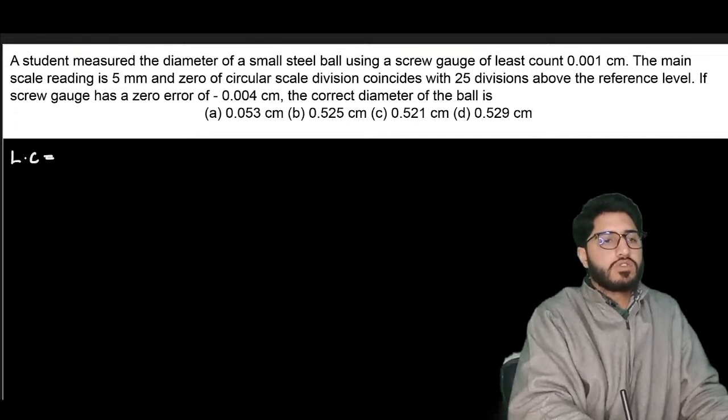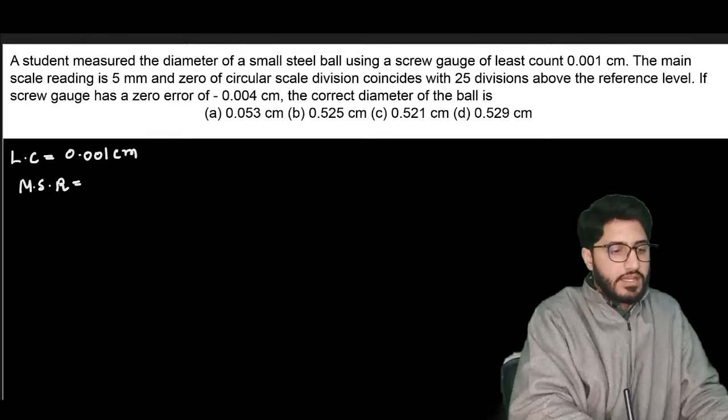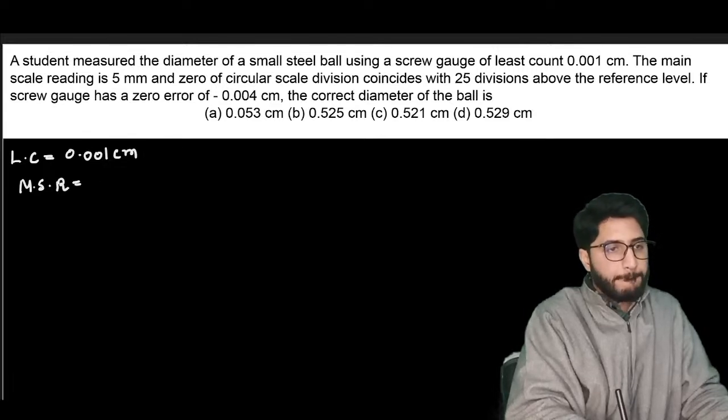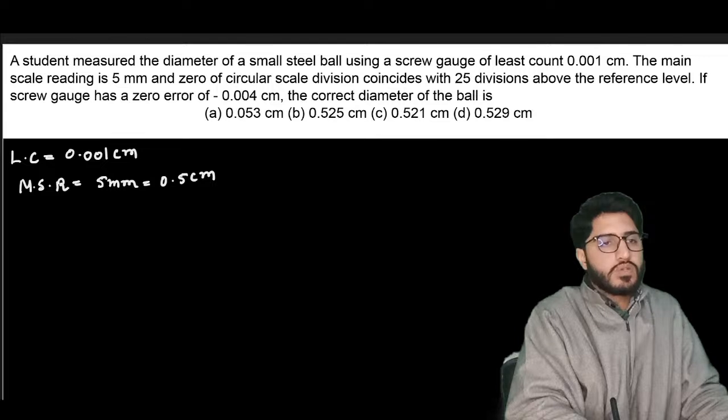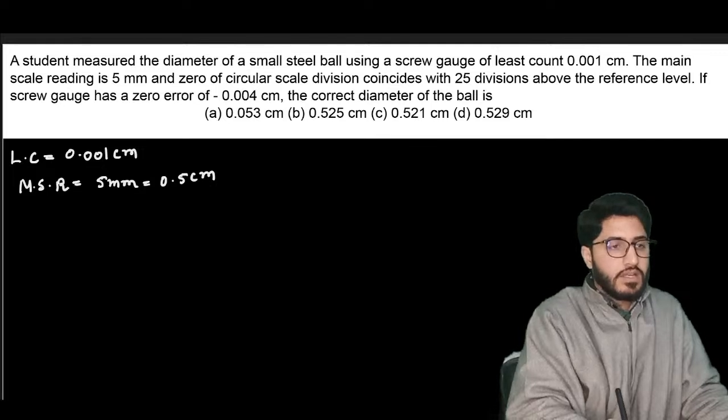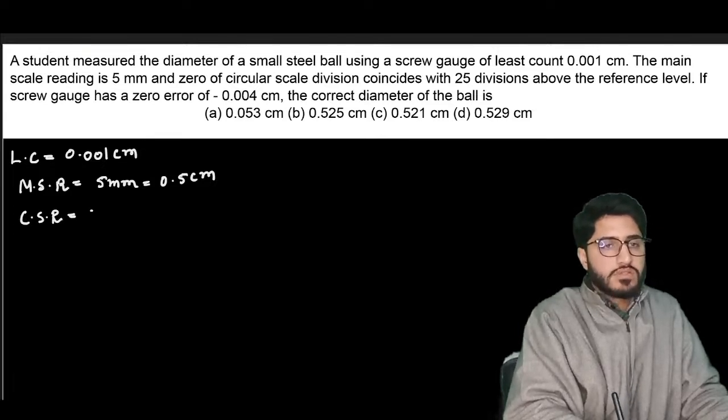Least count is given to be 0.001 centimeter. The main scale reading, MSR, is given to be 5 mm, that means it is 0.5 centimeter. And 0 of circular scale division coincide with 25 divisions above the reference line. Clear? So it's the circular scale reading, which is given to be 25 divisions.